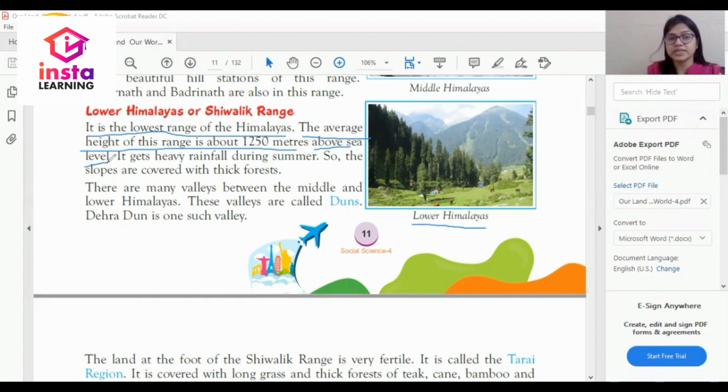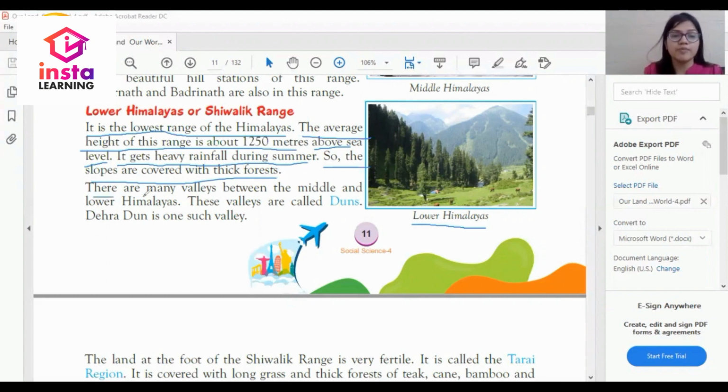तो क्या इसकी हाइट है बच्चों? 1250 मीटर above sea level. किसकी हाइट? Lower Himalayas or which is also called Shivalik range. It gets heavy rainfall during summer, so the slopes are covered with thick forest. यहाँ क्या होता है? गर्मियों में बहुत ज्यादा बारिश होती है, इसलिए जो इसके slopes हैं वो किससे covered रहते हैं? Thick forest से covered रहते हैं.